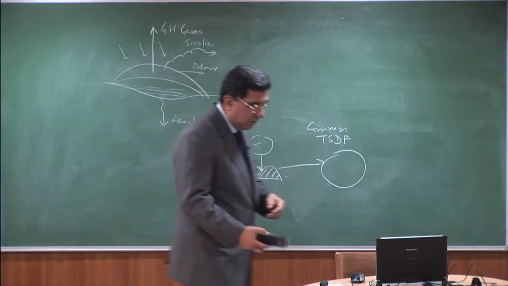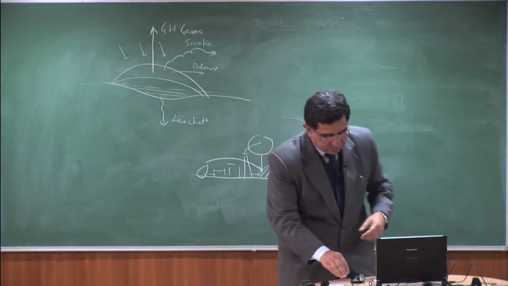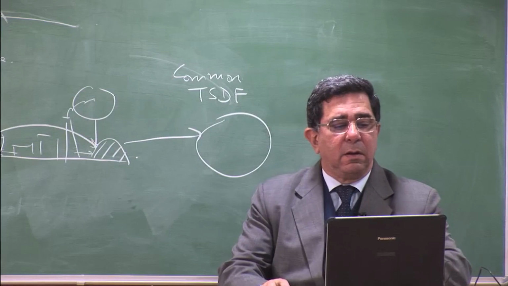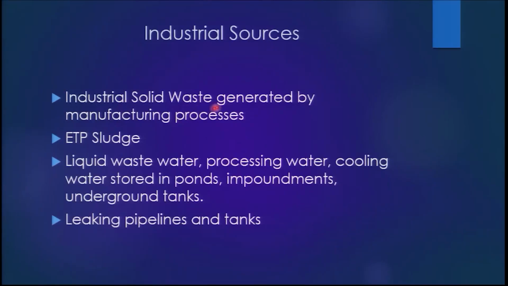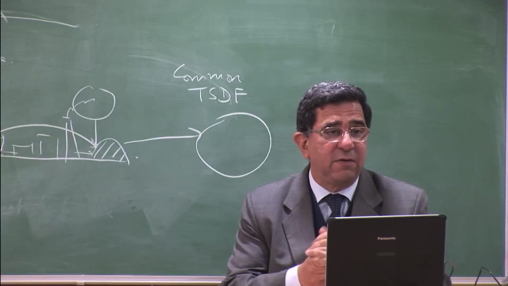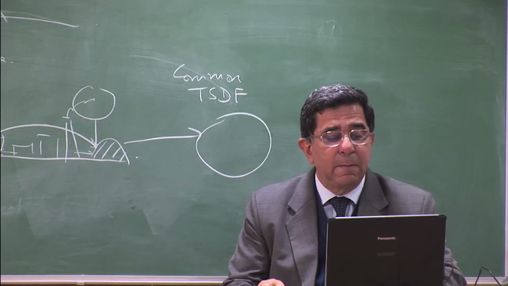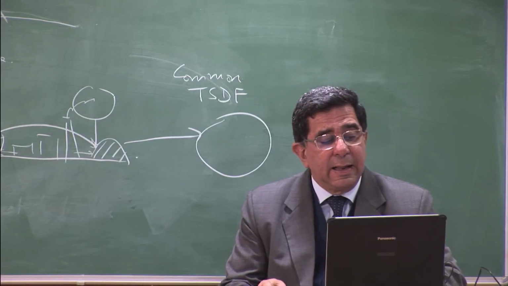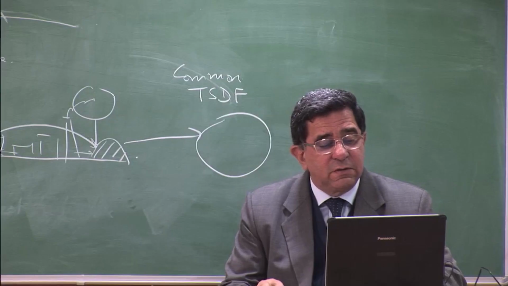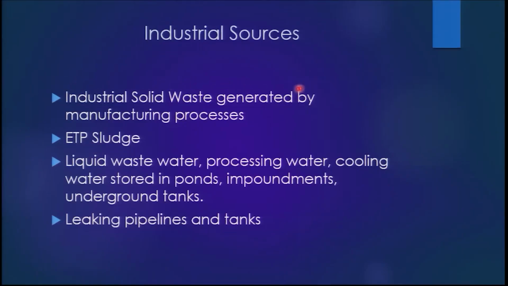So what we find here is industrial solid waste generated by the manufacturing processes comes to TSDF. The ETP sludge, effluent treatment plant sludge, which is different from the solid waste generated by the manufacturing process, also comes to the disposal site. Both of these are solid wastes which can affect the subsurface environment.